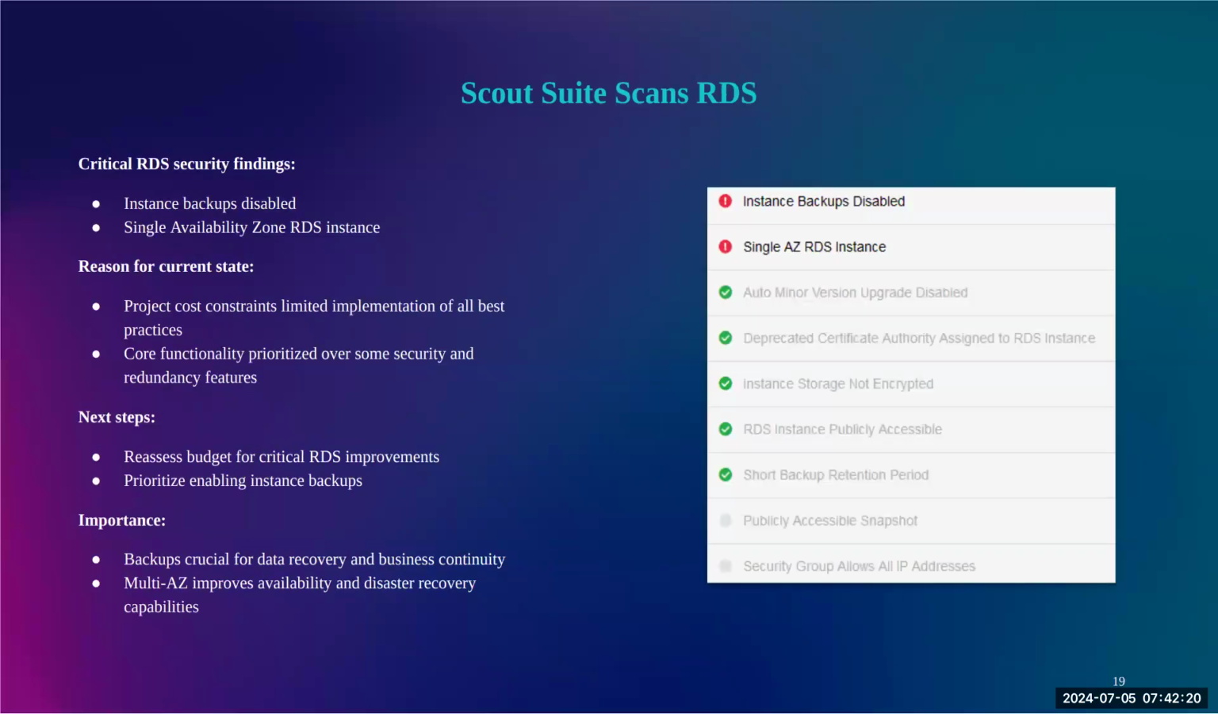For the RDS, there were a couple of vulnerabilities that we found. Instance backups were disabled, and it's a single availability zone instance. To reduce cost and leverage free tier for our test environment, we don't have any instance backups enabled, and we kept the RDS instance within a single availability zone. When we deploy to production, we intend to have additional features that allow us to completely cover all of the requirements within the project.